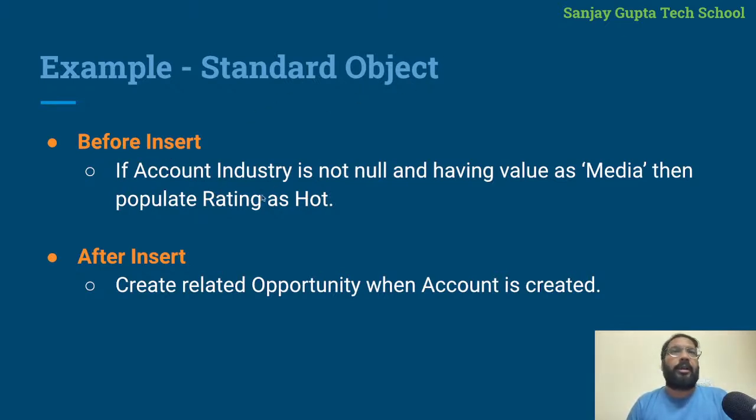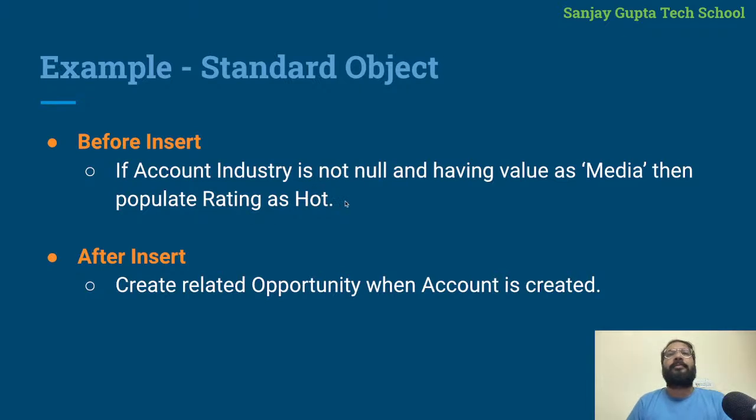So we need to understand the requirement first. The requirement says if account industry is not null. Account is an object, and on the account object we have a field known as industry. If it is not null and has the value media, then we need to populate rating as hot. Rating is another field. So at the time of record creation, if industry is not null and its value equals media, then we just need to populate rating as hot. So this is our requirement.